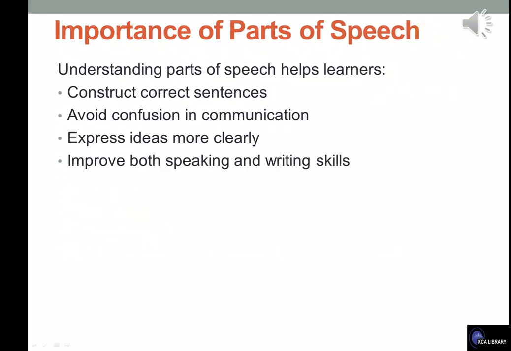Understanding parts of speech helps learners construct correct and meaningful sentences in Ijaw. It enables them to organize words properly, avoid confusion in communication, and express ideas more clearly and accurately. It also strengthens both speaking and writing skills by improving sentence structure, enhancing clarity, and supporting more effective everyday communication.